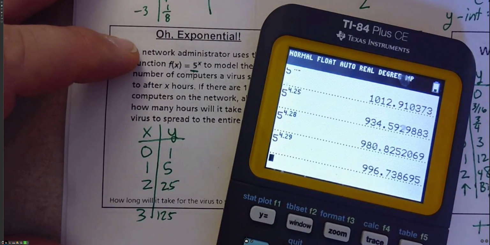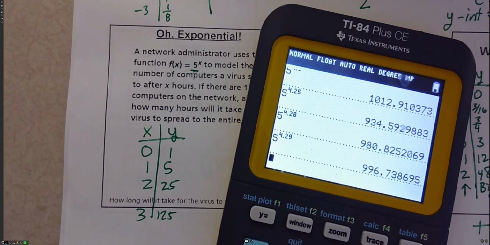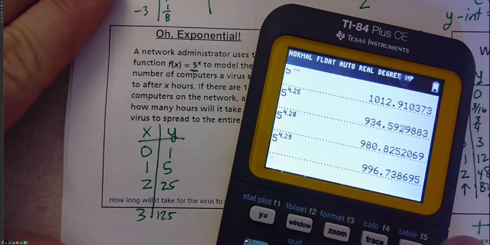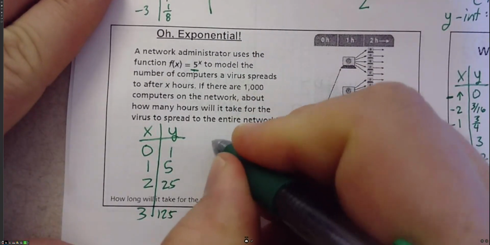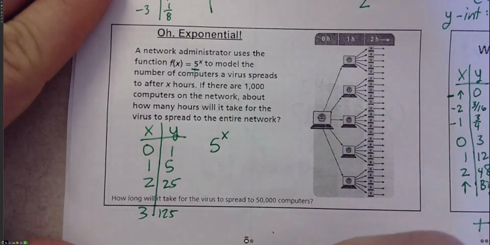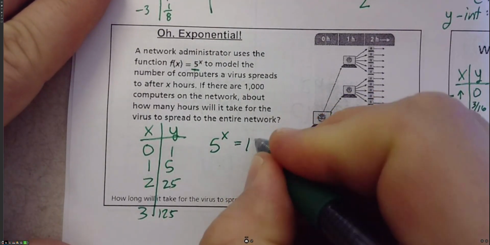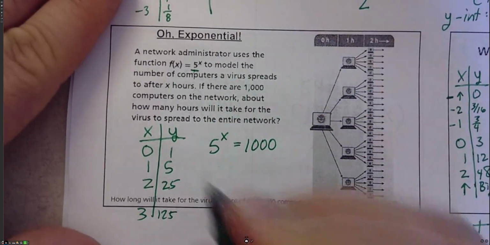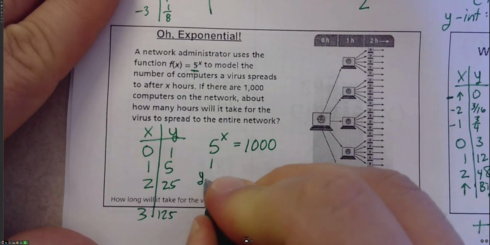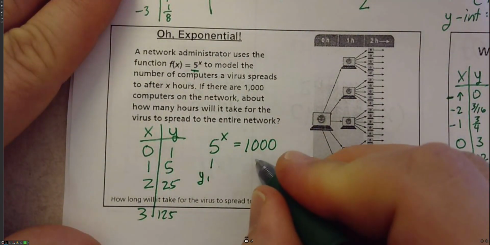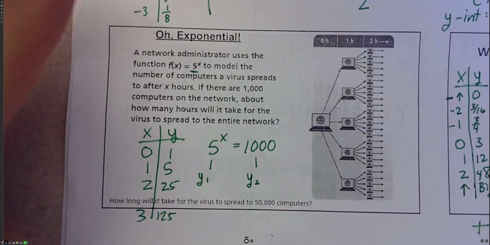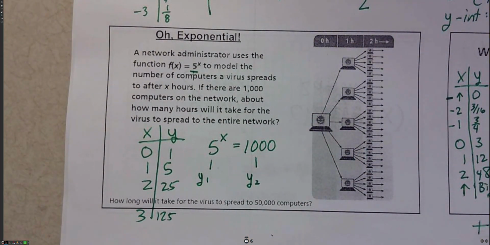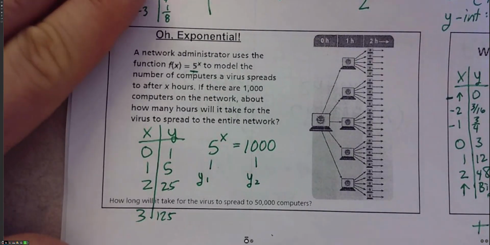There's no easy way to do it. Someone tell me the easier way to do this. It would be square root. Wait, square root. We want to know when 5 to the x equals what? 1,000. So here's a trick. I'm going to make the left side my y1, and I'm going to make my right side my y2. Let me rewrite it this way.